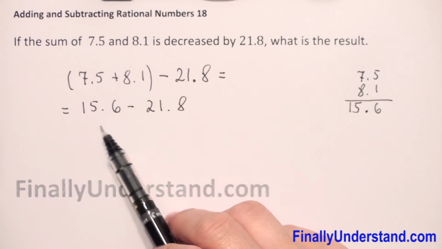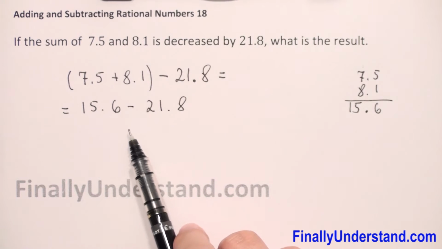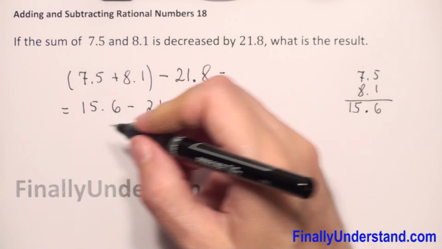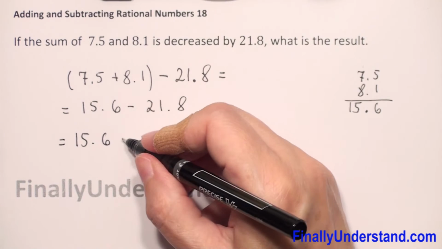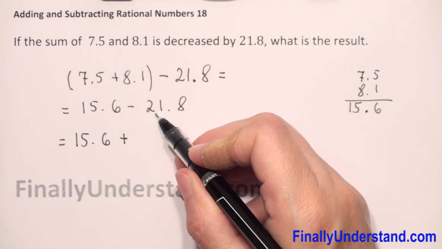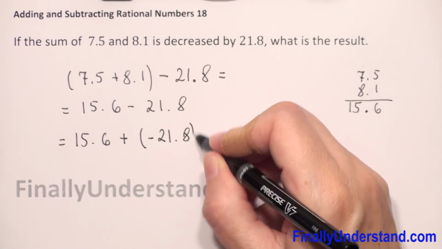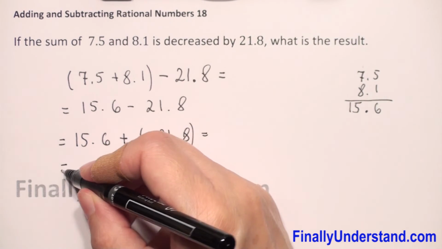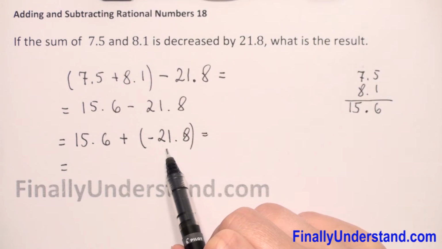The first number is smaller than the second. To subtract rational numbers, you use the same rule as for subtracting integers. So we copy the first number, and we change subtraction to addition of the opposite. The opposite of 21.8 is negative 21.8. So this is equal.